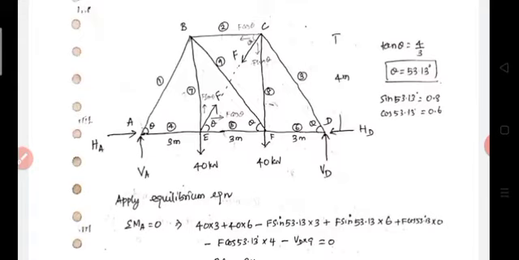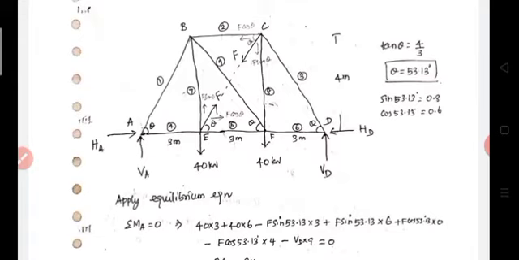Then we remove the redundant. We take the force in member 10, F10, as the redundant. So we remove that element and consider a force F along that member. It is considered tensile in nature. It is an inclined force, so first resolve this inclined force. It has 2 components. At joint E, F cos theta and F sin theta. At joint C also, F cos theta and F sin theta.